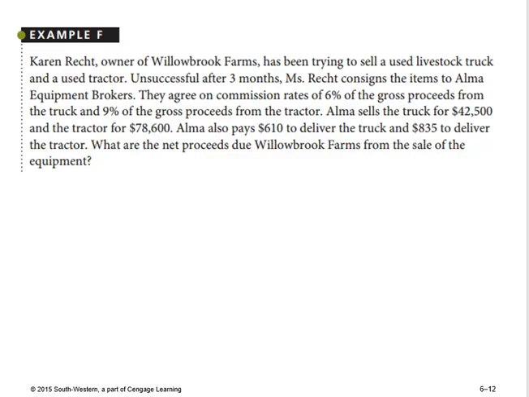Let's read this example. Karen is trying to sell a truck. After 3 months, she decides to consign the item to a broker. They agree on a commission rate of 6% on the gross proceeds from the truck and 9% from the tractor. She sells the truck for $42,500 and the tractor for $78,600. She also pays $610 to deliver the truck and $835 to deliver the tractor.